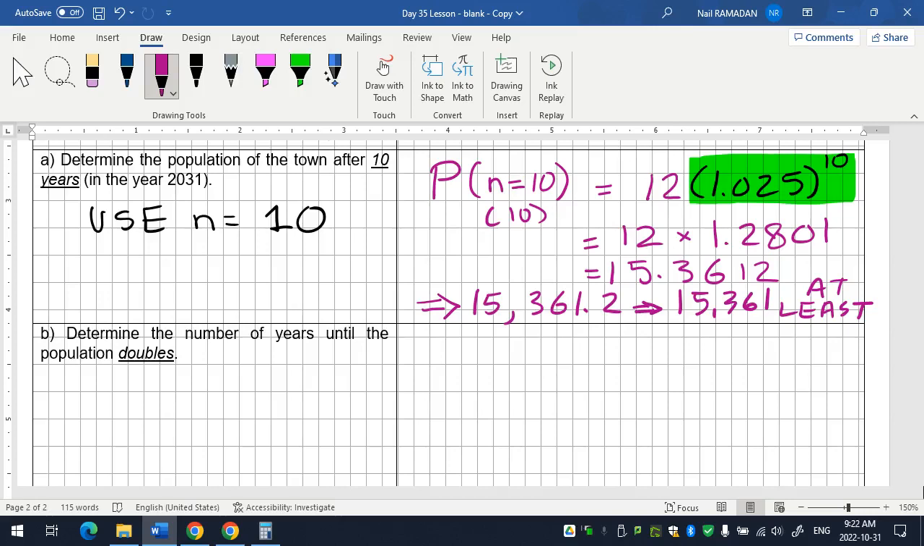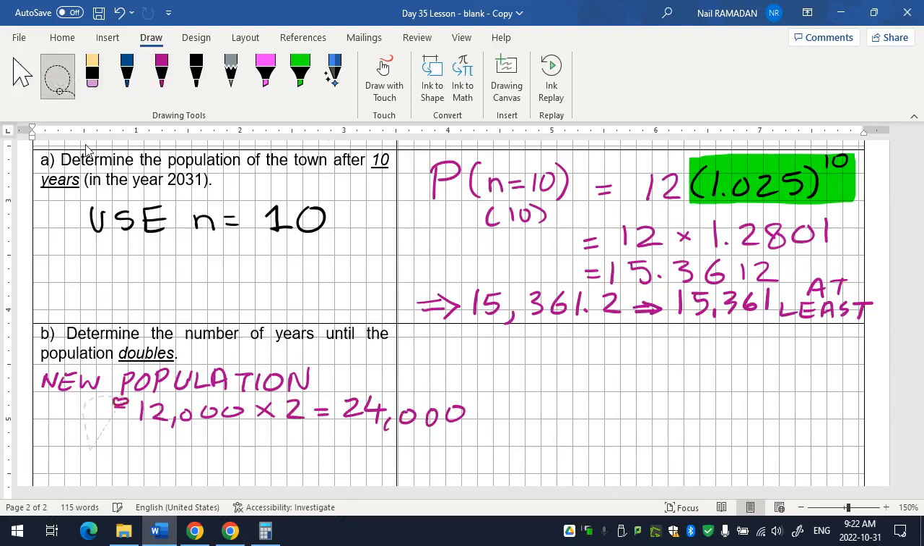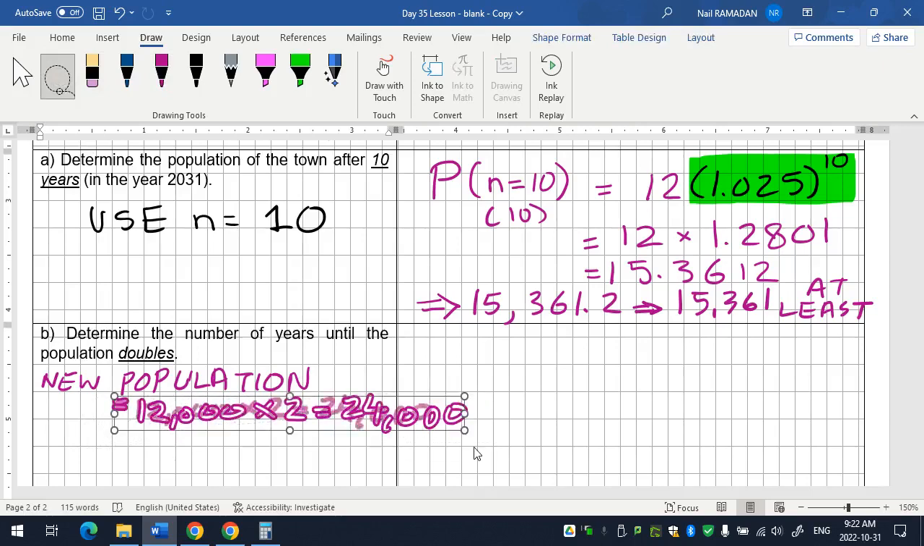So I want you to write this. New population equals 12,000 times what? How much is 12,000 times 2 again? 24 grand or 24,000. Okay.